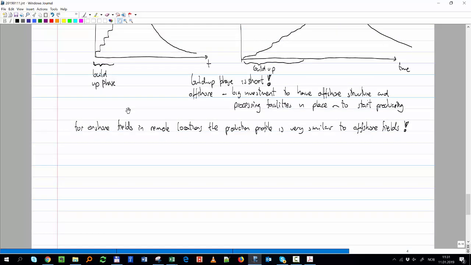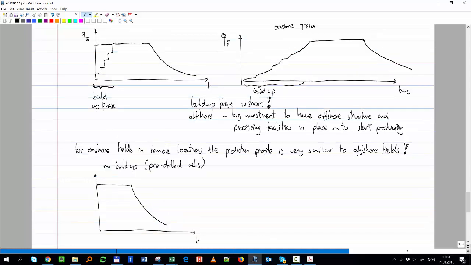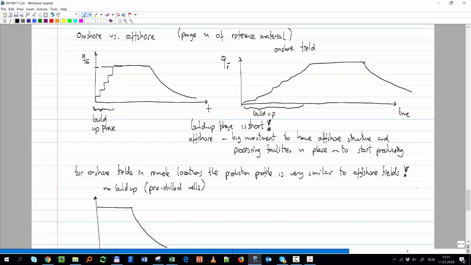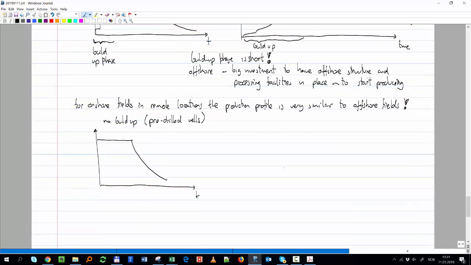Sometimes I have even the extreme that I just have simply no buildup. For some reason, all wells are in place, and then I start producing all of them at the same time. In that case, people typically say pre-drilled wells. I start producing with the whole number of wells. Just keep that in mind. There's a difference between them. You have more time, but of course you delay your revenue, but you get more information and make better decisions. While in this one, you have to make it very, very fast.